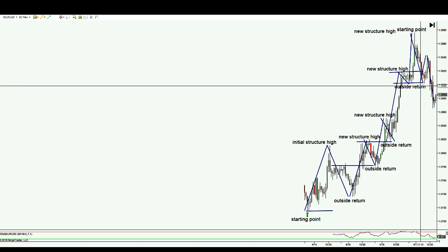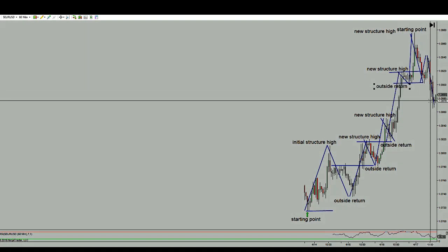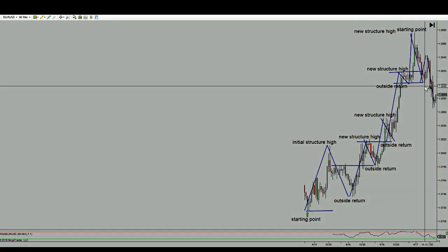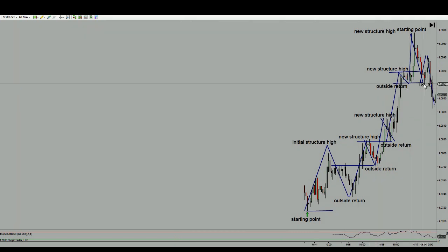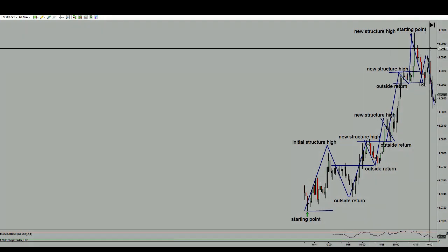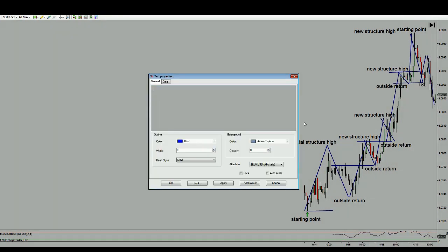Let's move this over. Then this right here is going to be an initial structure low. I'm going to abbreviate that right there because we don't have much room. And then this here is going to be our outside return before getting a new structure low.